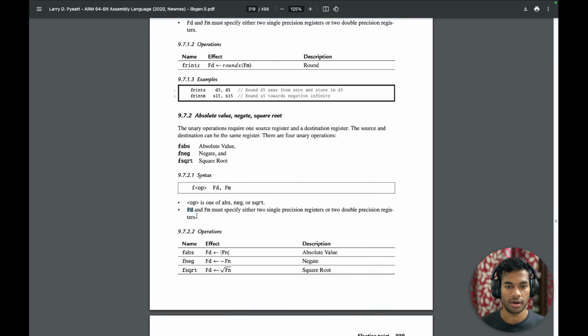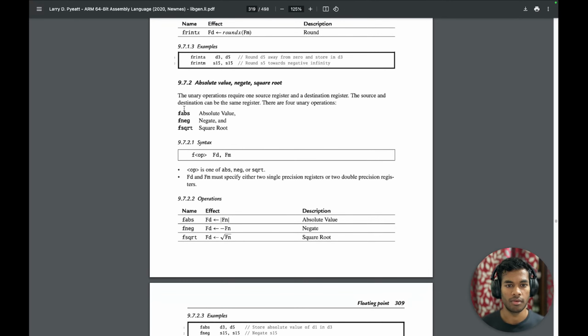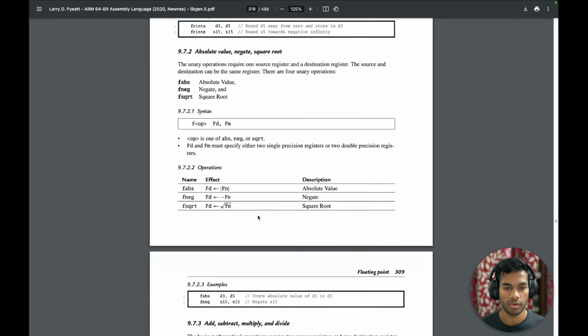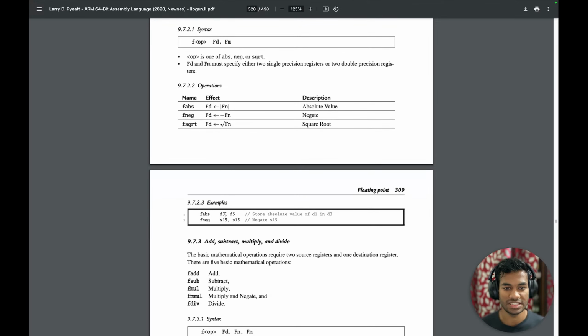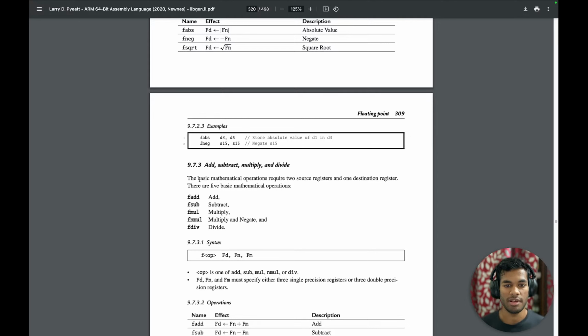FT destination and source must specify the same as above. Okay, destination register, I can find out absolute value, negative, and square root of floating point numbers like this. That is crazy. Add, subtract, multiply, and divide. Finally, the juice. The basic mathematical operations require two source registers and one destination register.